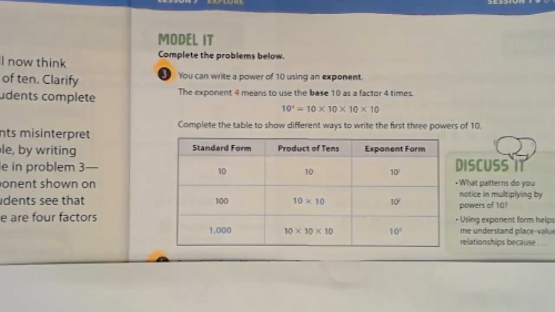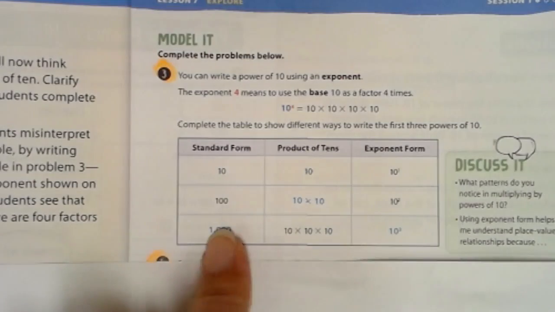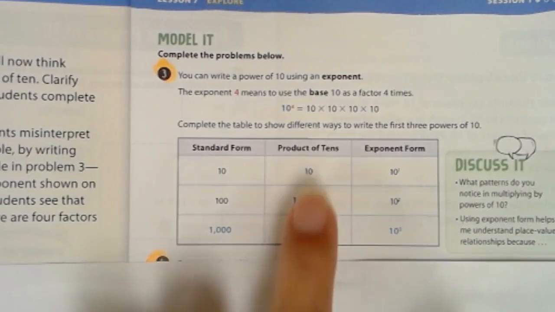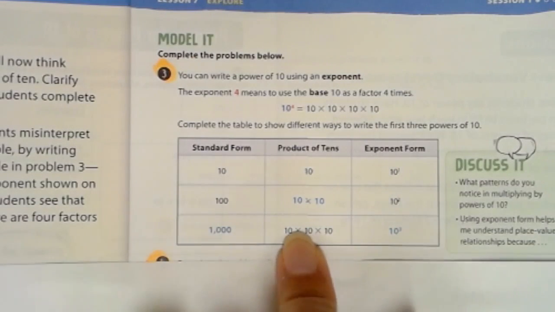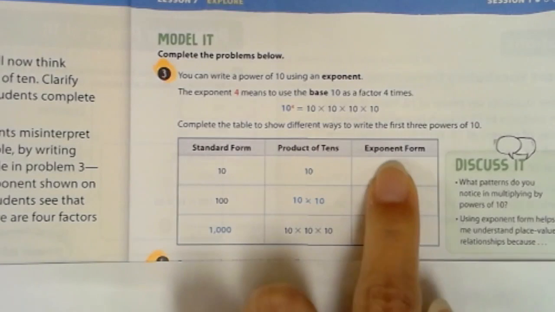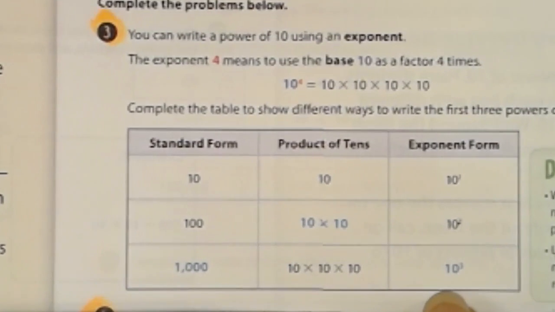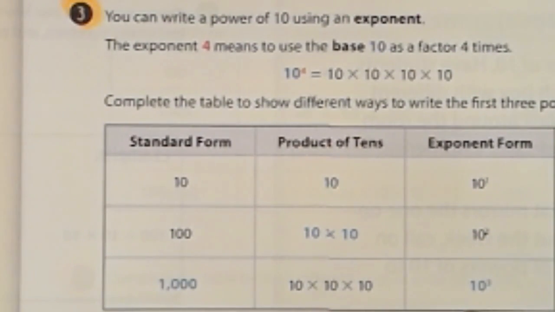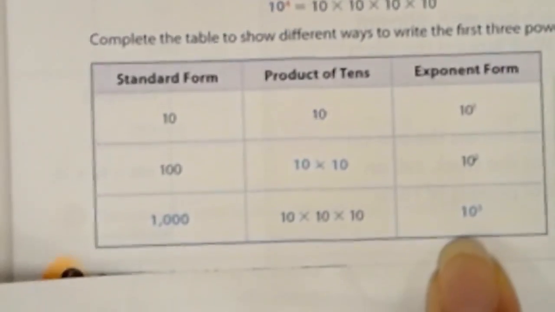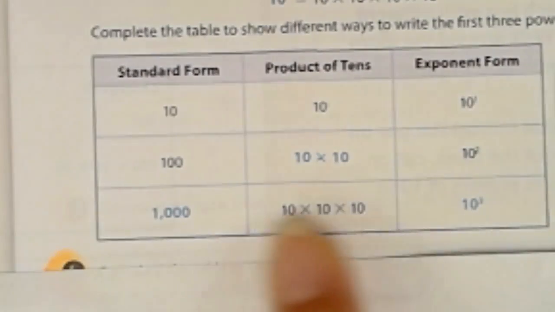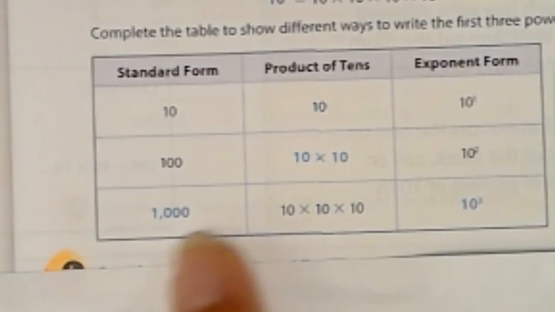The next one we're going to go over is on page 134, number 3. They had a chart for you to fill in. You had the standard form, the product of 10, which means you wrote it as a multiplication sentence. That's what product means, is multiply. And then in exponential form or exponent form, you wrote it with an exponent. You might not be able to see those tiny exponents. So that one was 10 to the third, because there was 3 tens, or you could have looked at it as 3 zeros in the standard form.